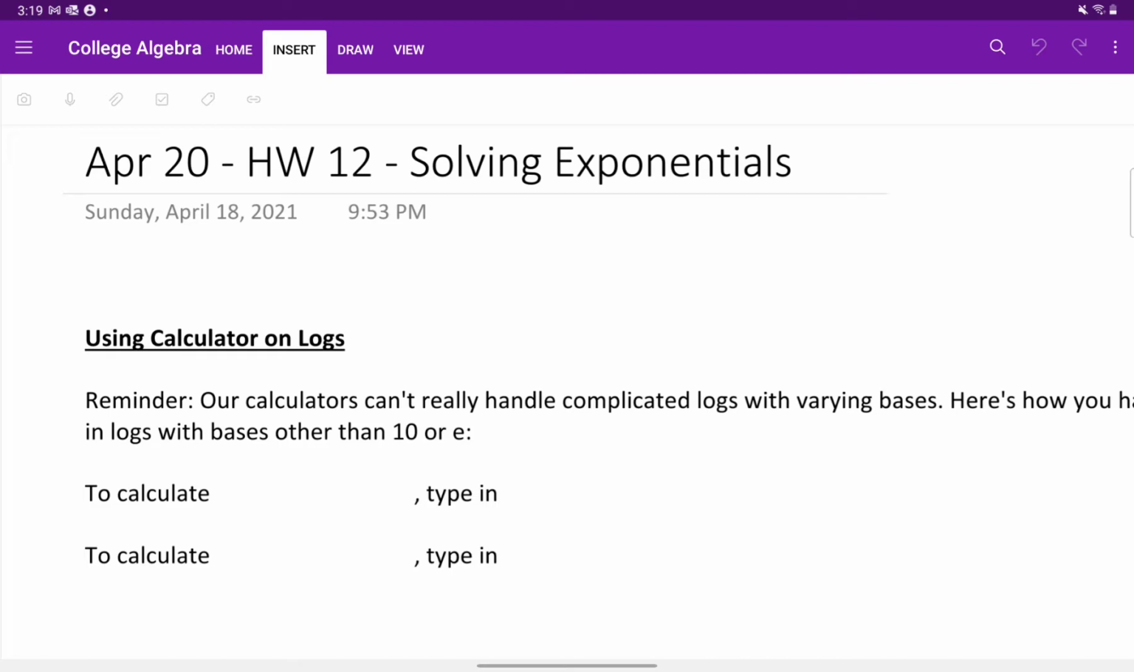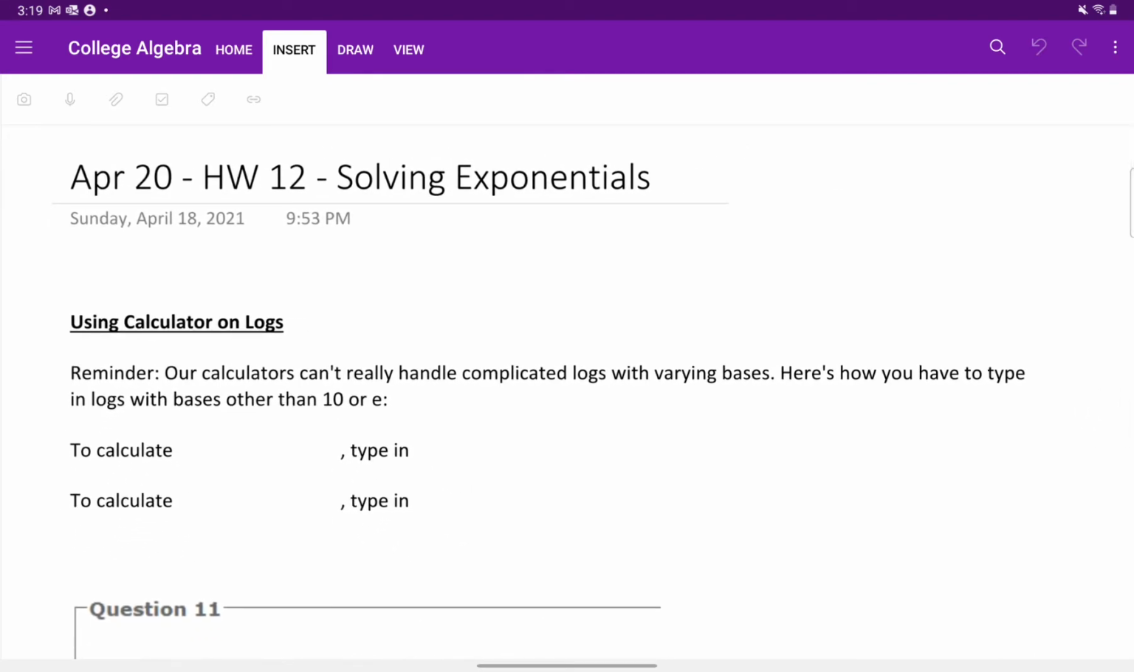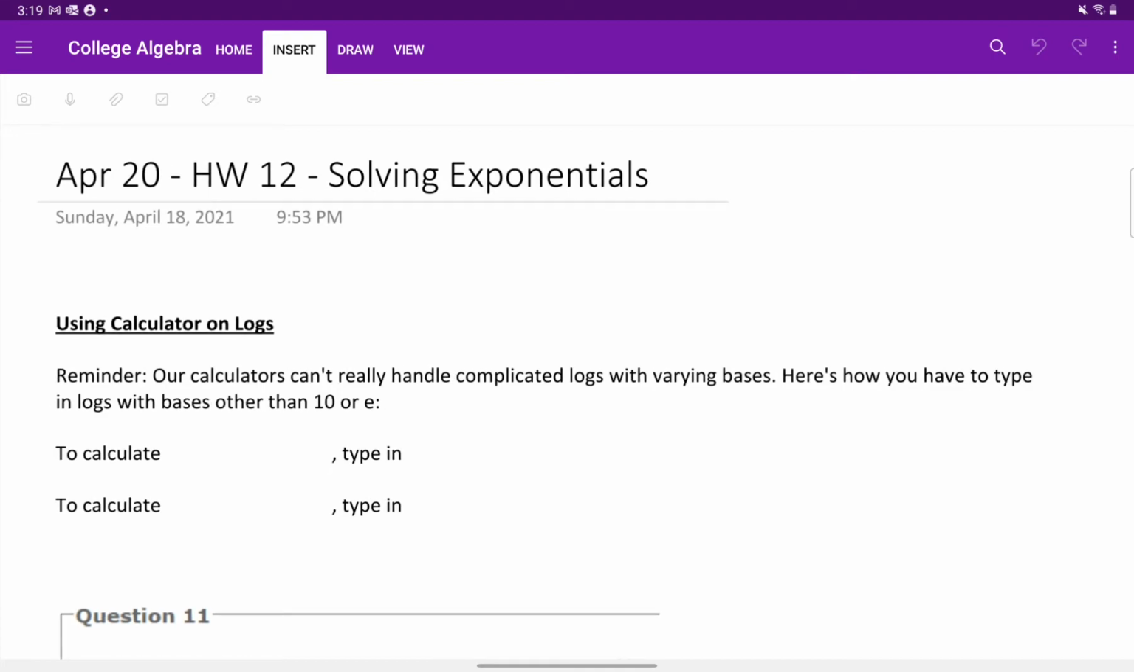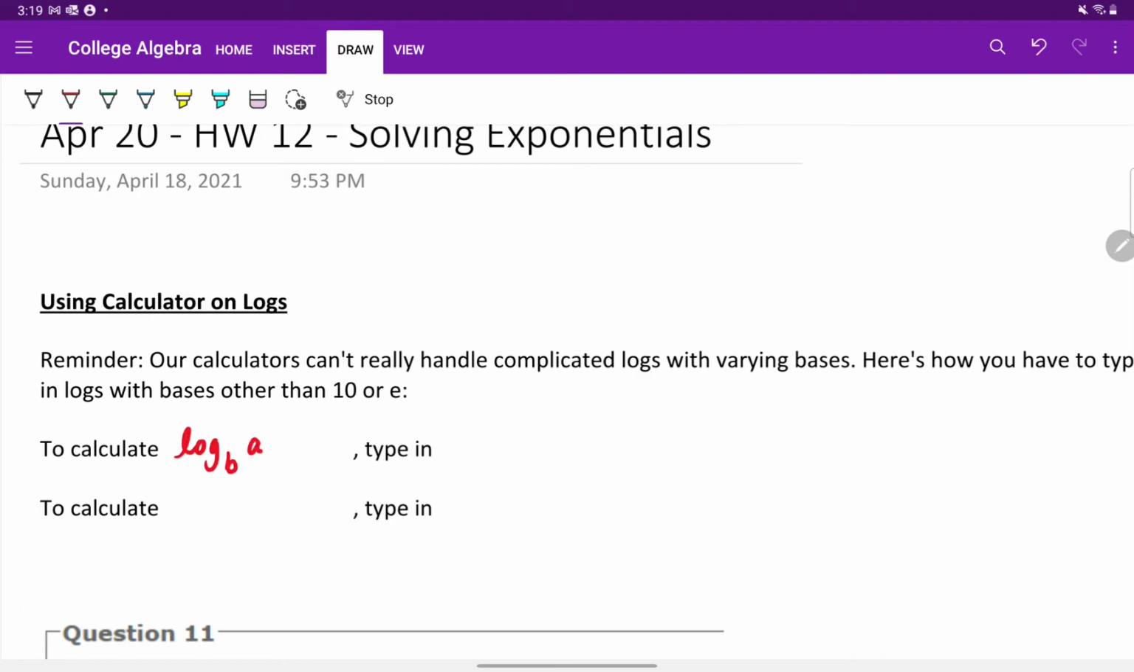Our calculators can't really handle complicated logs with varying bases. So when you need to type in logs that have bases other than 10 or e, here is just a little model to keep in mind for how you would type them in. So let's say I wanted to type in log base b of a to calculate that in a calculator. The way we have to type that in is log a divided by log b.